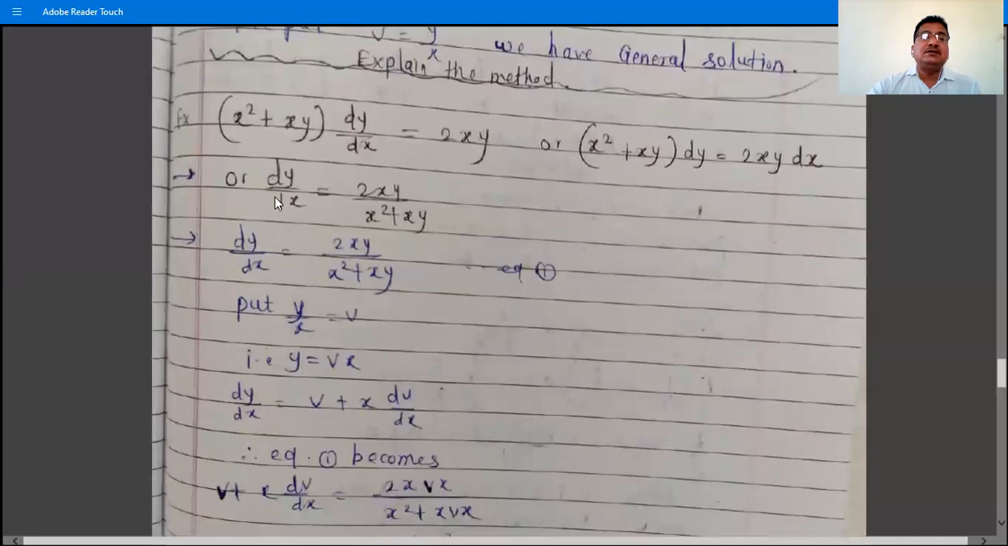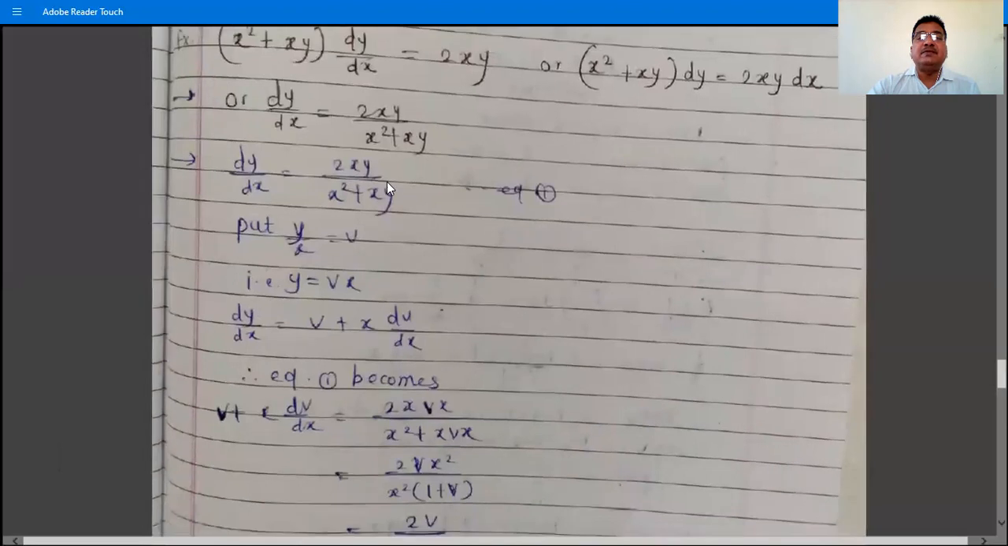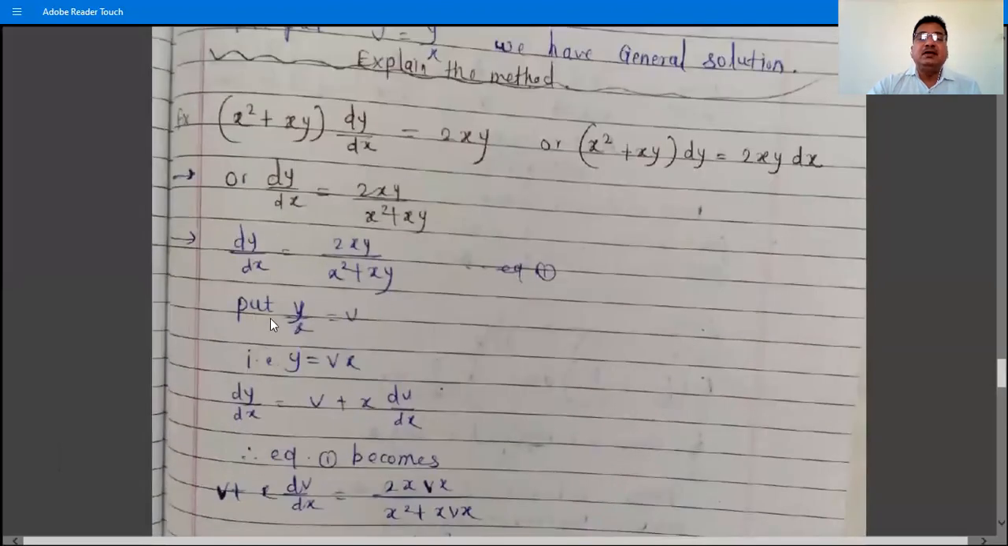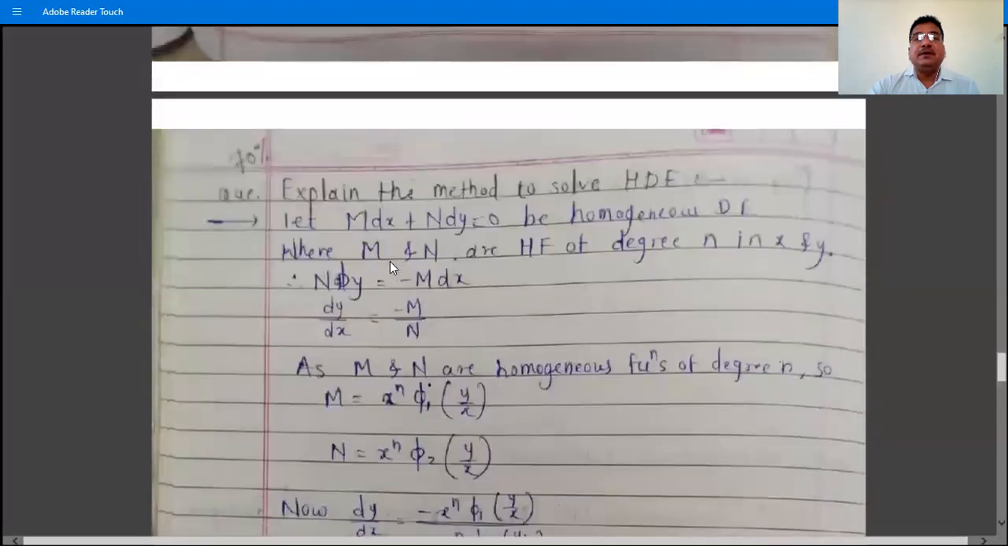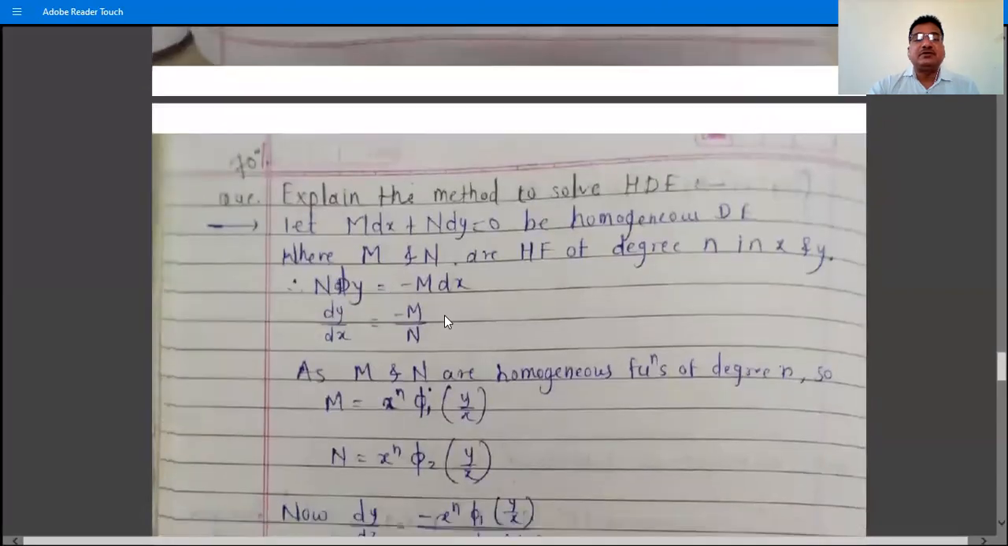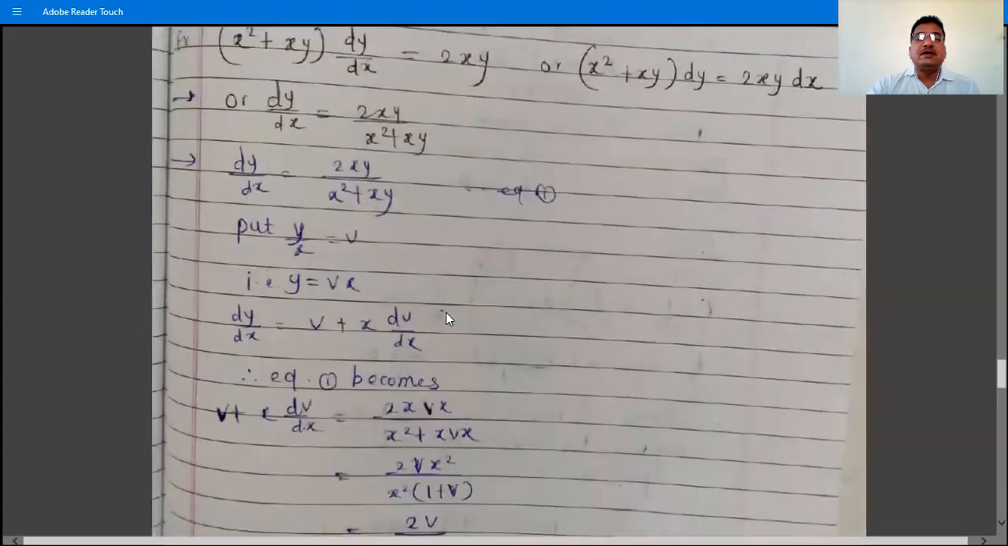So we convert this example as dy by dx is equal to 2xy divided by x square plus xy. So convert the given differential equation in this form. We have to first identify it is a homogeneous differential equation. Then we have to reduce this equation in the form dy by dx is equal to m by n or minus m by n.